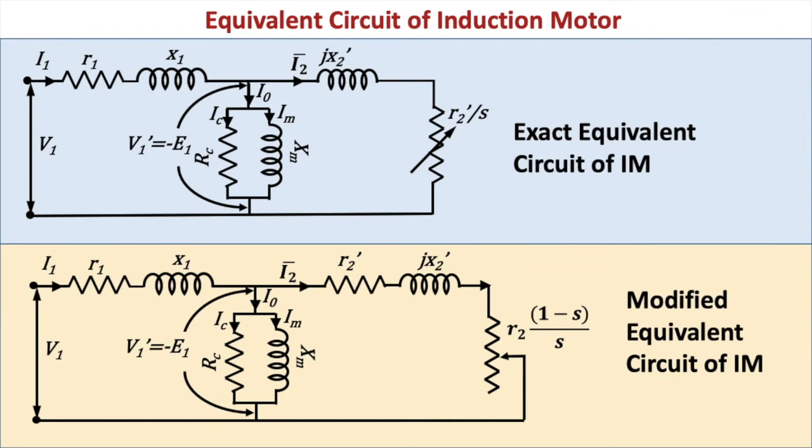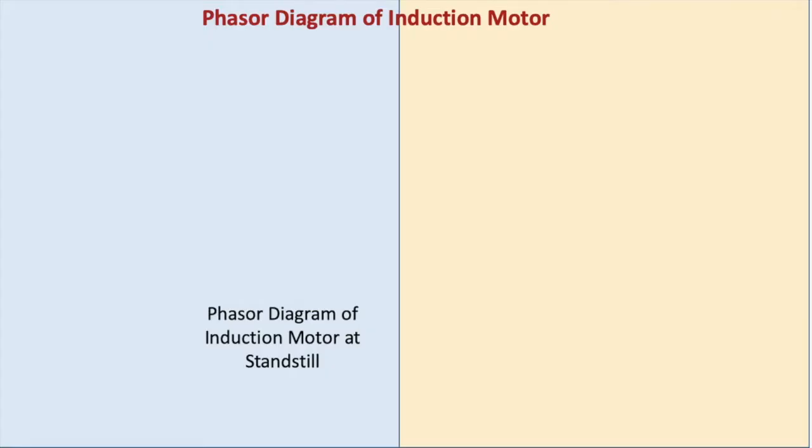Now the R2 dash by S can be rewritten as R2 dash plus R2 dash (1 minus S) by S, that we have done before. So the same thing has been represented over here on the rotor side, and this is also referred to the stator side only. So now after this we know the equivalent circuit, the stator and the rotor circuit combined. We'll try to draw the phasor diagram of the induction motor.